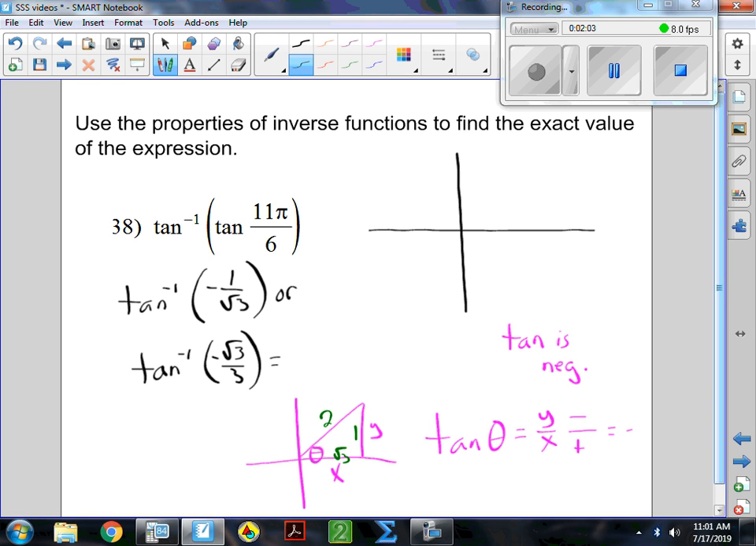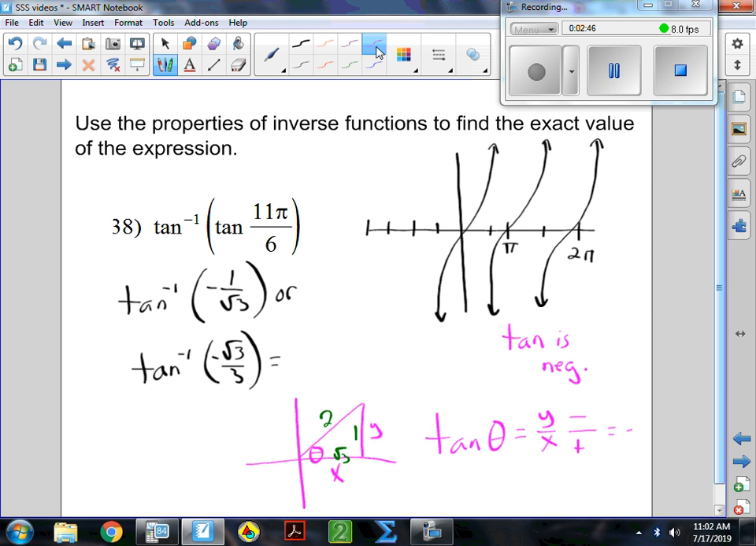The tangent graph from 0 to 2 pi, or from negative 2 pi to 2 pi, has asymptotes at negative pi over 2 and pi over 2. And then from pi over 2 to 3 pi over 2, and then from 3 pi over 2 to 5 pi over 2, etc. I'm looking for negative 1 over root 3, or negative root 3 divided by 3.